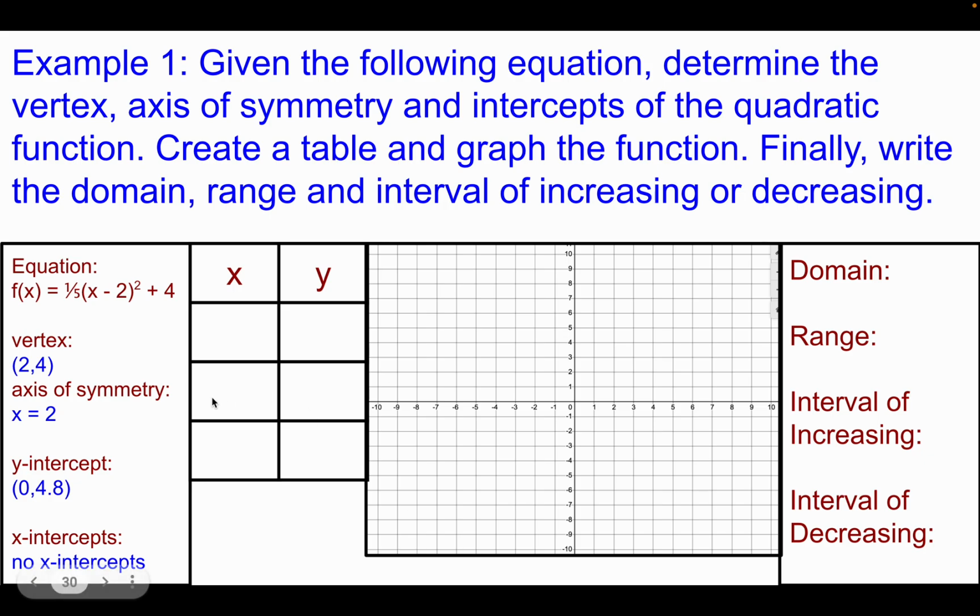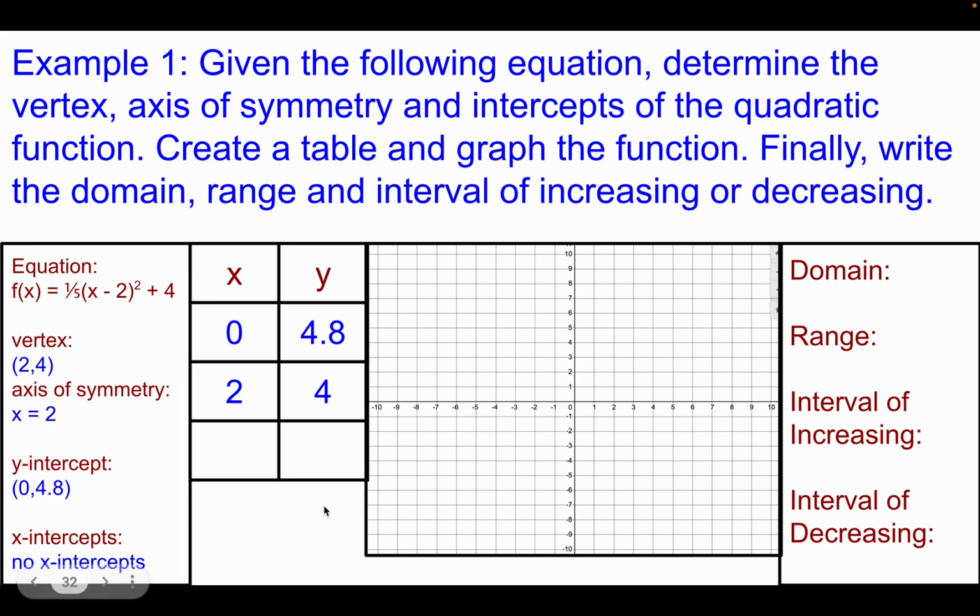Okay, so now let's start putting our points into the table. First one I'm going to do is the vertex. That's usually the point that I put in the table first. So that's at (2, 4). Our y-intercept is at (0, 4.8). So that'll be my next point.